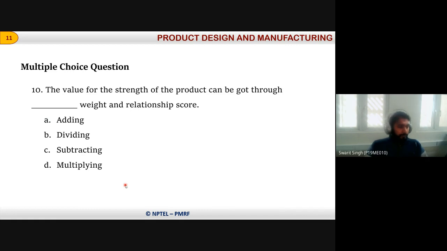Question number 10 is now on the screen. Question number 10 says the value of the strength of the product can be got through, fill in the blanks, weight and relationship score. So there are two things, weight and relationship. What do we do to get the value for the strength of the product? Are we going to multiply, or add, or subtract, divide? What operation do we use?